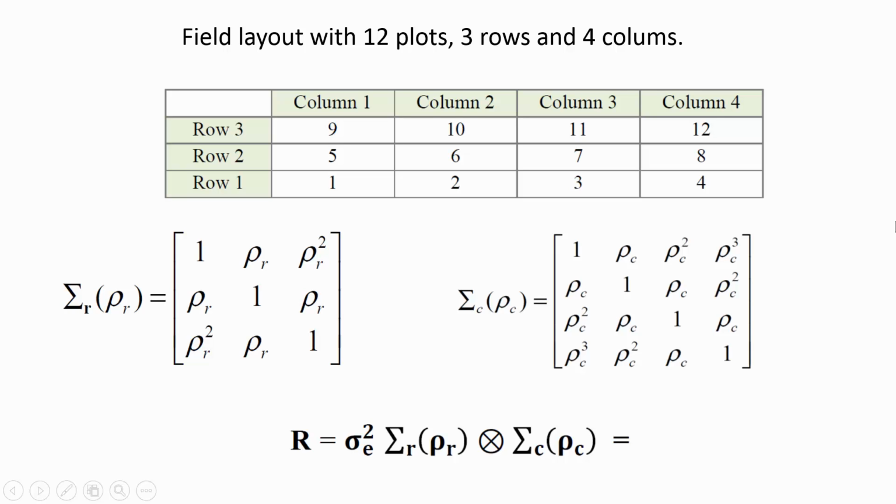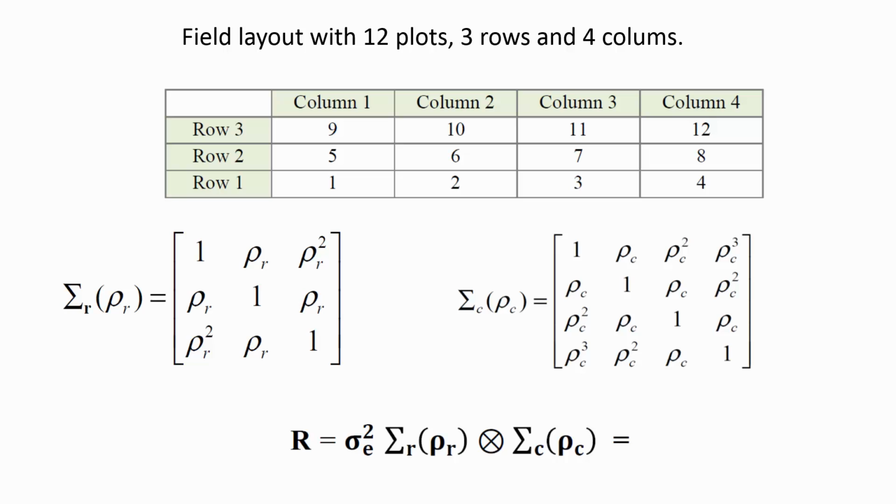Okay, again, we have a field laid out here, 3 rows, 4 columns in this case. This is an example from the book. I guess it's the transpose of the example I had at the beginning, but that's okay. So here then we have the autoregressive correlation matrix among the rows. In this case, it's 3 by 3. And this is the autoregressive correlation matrix among the columns.